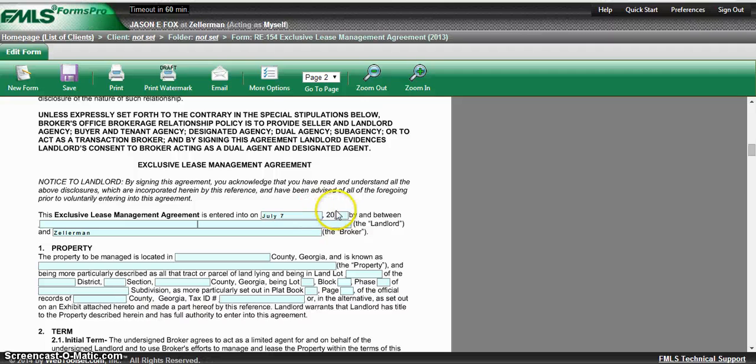So we'll put in our date, July 7th, 2014, between the owner of the property, right? We'll just put owner. Obviously you put their first and last name. If there's two owners, you put it in both places, and Zellerman. You put the property address. Obviously if you're going to meet with them, you already have this filled out. You get this information from the tax records.